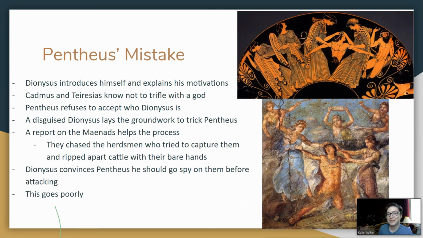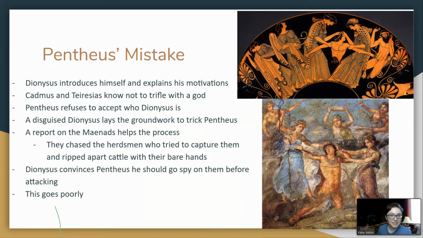Pentheus refuses to believe that Dionysus is a deity. He's like, this could not possibly be true because Semele was mortal. Even if Dionysus actually is her kid, he can't possibly also be the child of Zeus. That's just ridiculous. So he's a fake and a pretender, and he's just making all the people in my city crazy, and I just want him out of here.